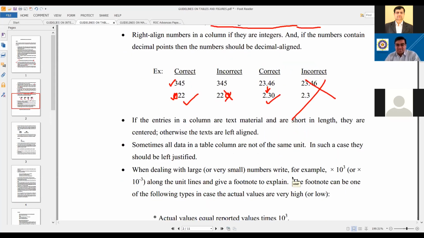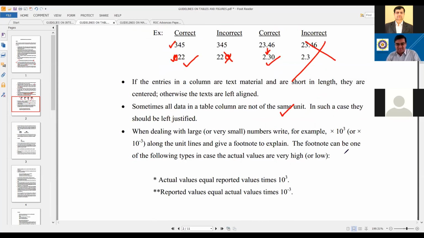If the entries in the column are text materials and are short in length, they are centered. Otherwise, the texts are left aligned. This we have already discussed. Sometimes all data in the table column are not of the same unit. Agree? In such a case, they should be left justified.